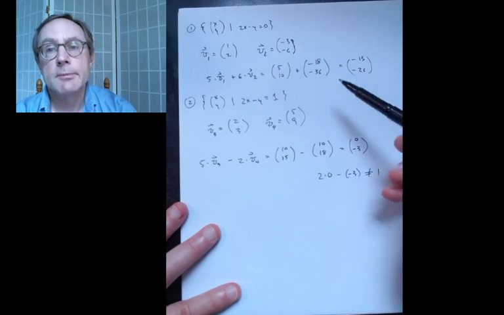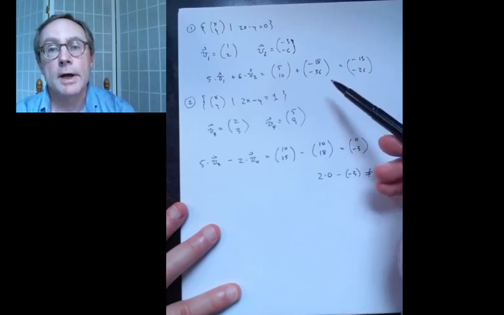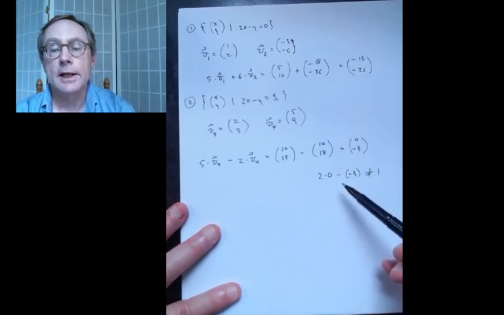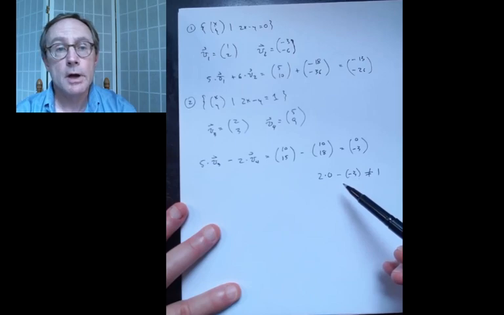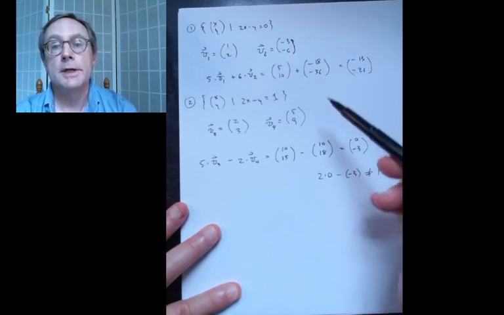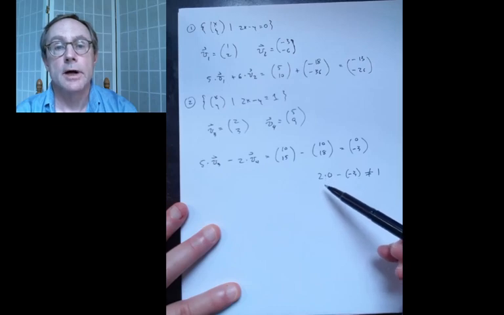So this is an example where you take a linear combination, you end up with a vector in the same category as you started. Here's the case where you take a linear combination, you end up with a vector not in the same category as you started. This is closed under linear combinations. This is not closed under linear combinations.